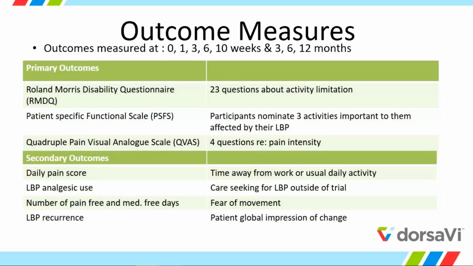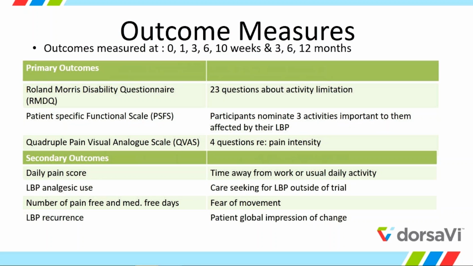So we did outcome measures: the Roland Morris Disability Questionnaire, the patient-specific functional scale, and the visual analog scale as well. They also did some secondary outcomes of daily pain score, low back pain, analgesic use, number of pain-free and medication-free days, and then recurrence. What was also very interesting, which came out in the research as well, is that the analgesia use in those in the V-Move group was significantly less as well.